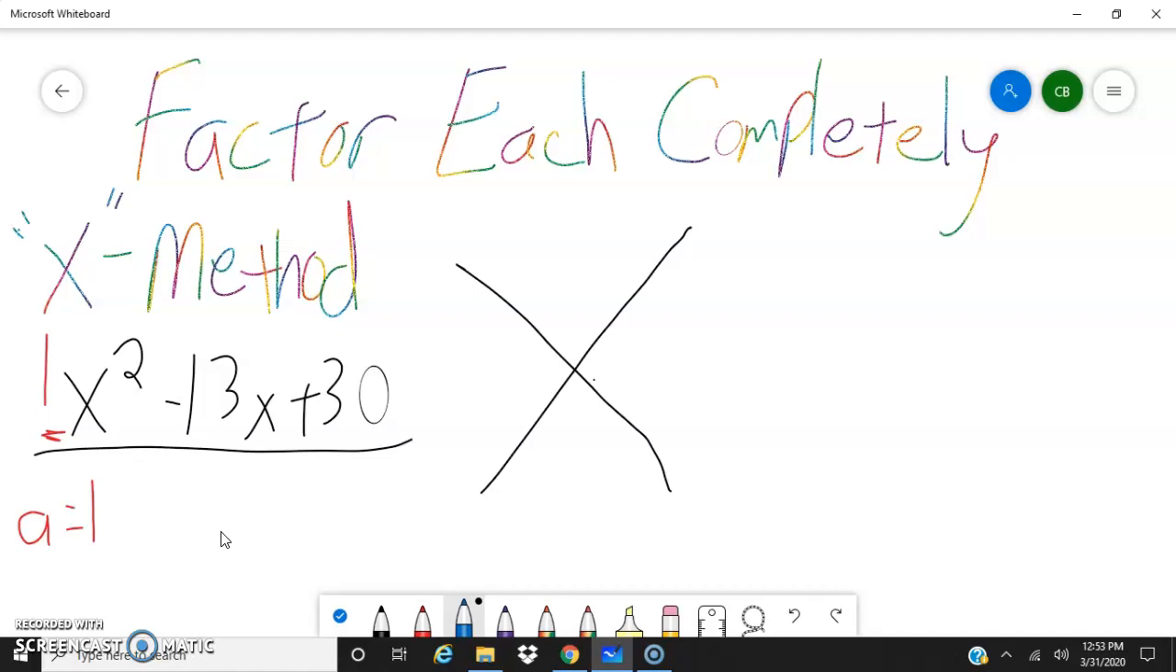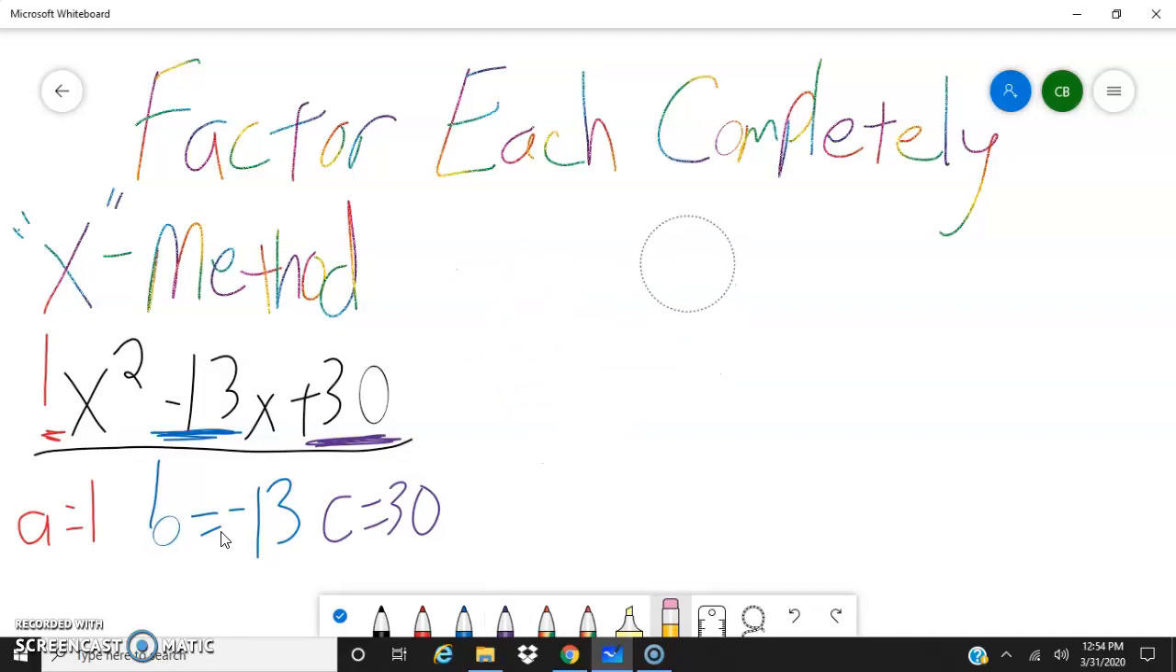This is the example from earlier in this video, so we know that b, right here in the middle, is negative 13. And last but not least, c. C is the last number over here, so c is equal to 30. Once we have identified each part of that expression, a, b, and c, now we can go to our X method, or our diamond method, as some people call it.